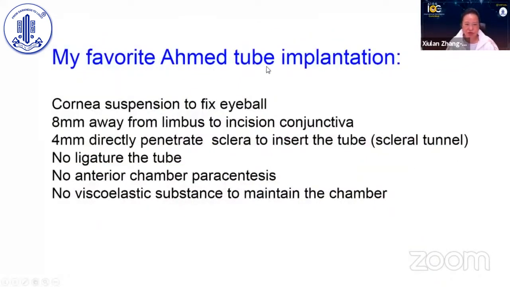My favorite armored tube implantation uses corneal suspension to fix the eyeball, incises the conjunctiva away from the limbus, and directly penetrates the sclera 4 mm away to insert the tube. No ligation of the tube, no anterior chamber paracentesis, no viscoelastic substance to maintain the chamber. So this way is much quicker and complications are few. I will show you in the video.